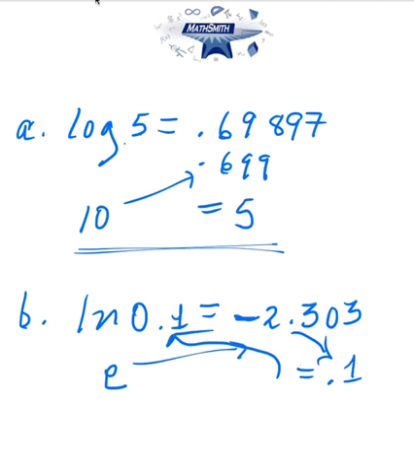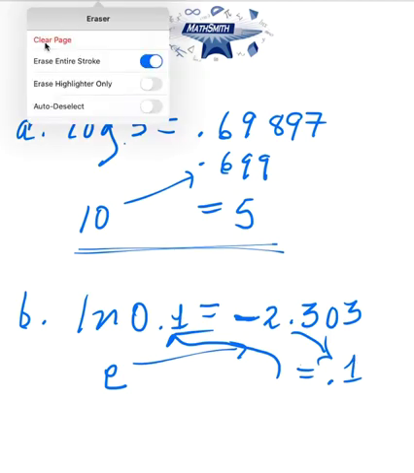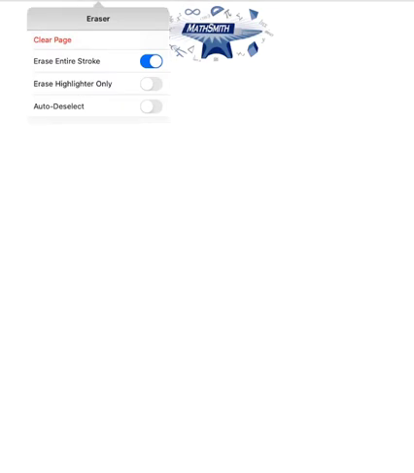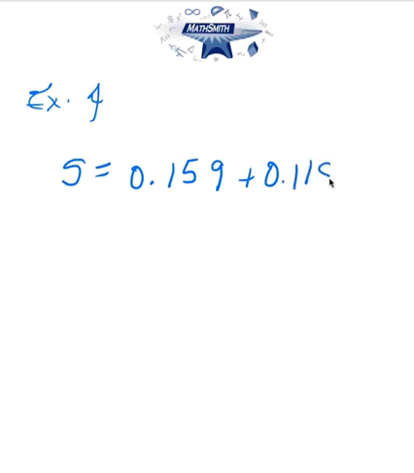Okay, now let's do the last example on this page, on this video. We're going to do example 4. It says the slope S of a beach is related to the average diameter d, which is in millimeters, of the sand particles on the beach by this equation. So S equals 0.159 plus 0.118 common log, that's base 10, of d.